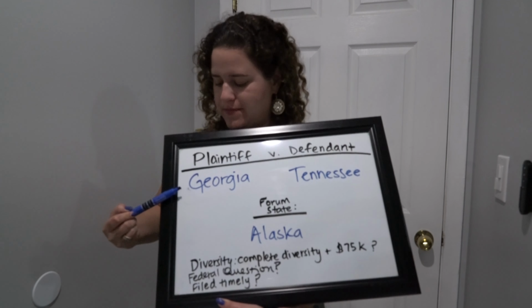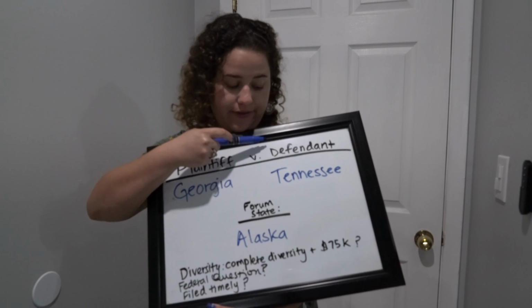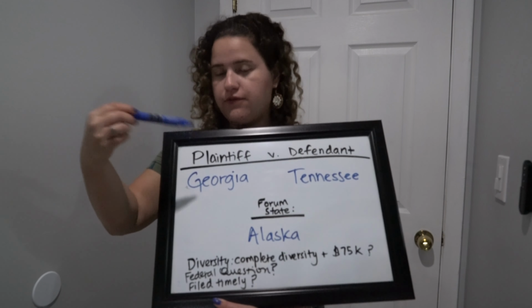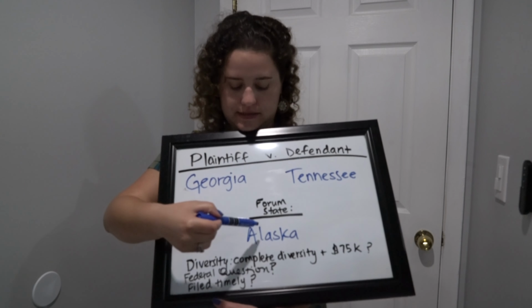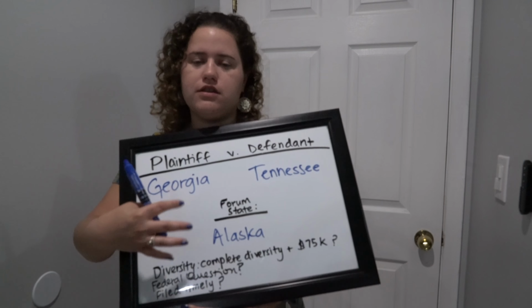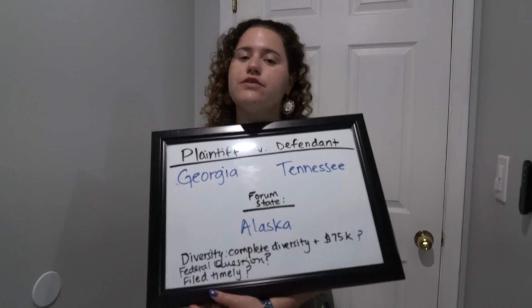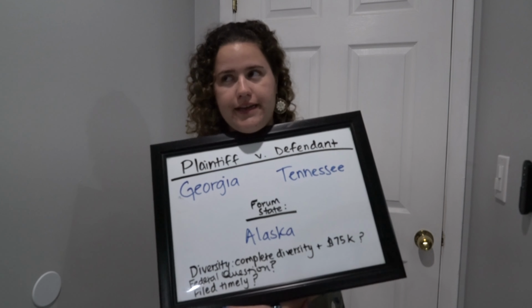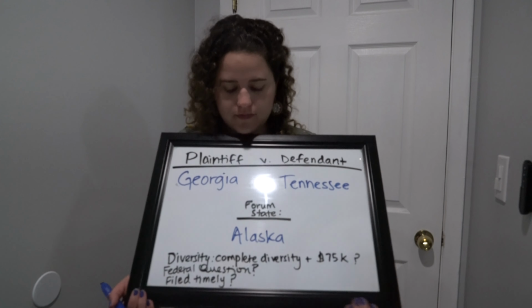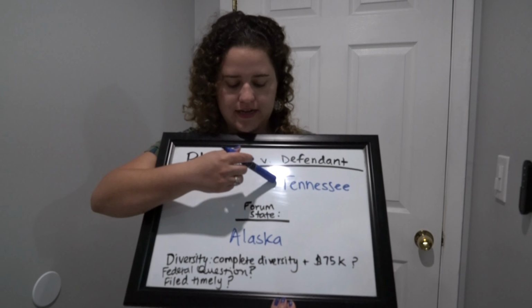Plaintiff, domiciled in Georgia. Defendant, domiciled in Tennessee. The plaintiff filed the case in Alaska. It's also important to note that this only works with civil cases. Criminal cases are a completely different ball game, which I will cover in later videos once I get to criminal law and criminal procedures. Anyway, so we have Georgia, Tennessee, Alaska.